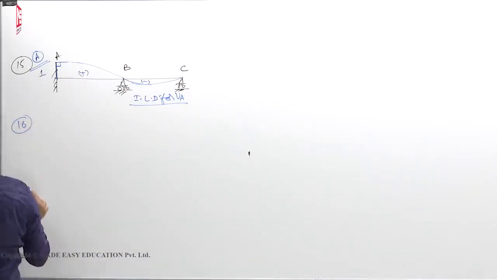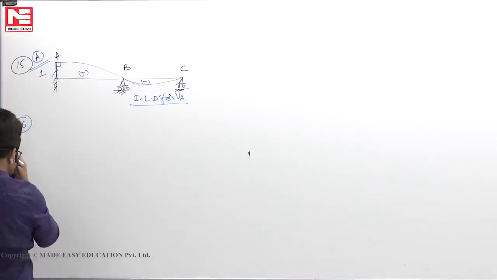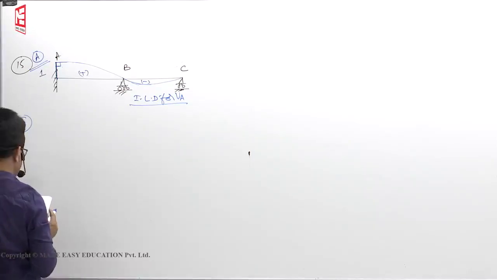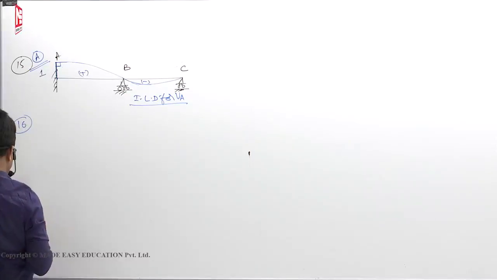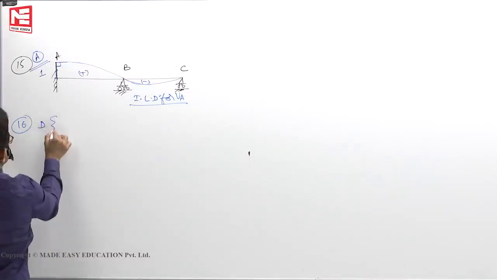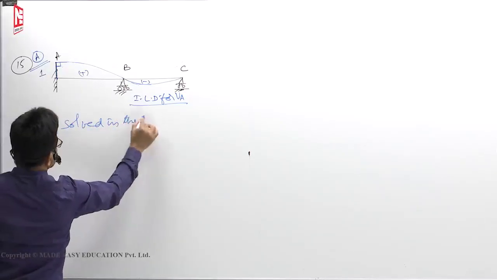Then 16. The spans to be loaded, this I told you in the class, maximum positive reaction at P as shown in figure, or when you lift it up, PQRS. So 16th D. This is solved in the class.